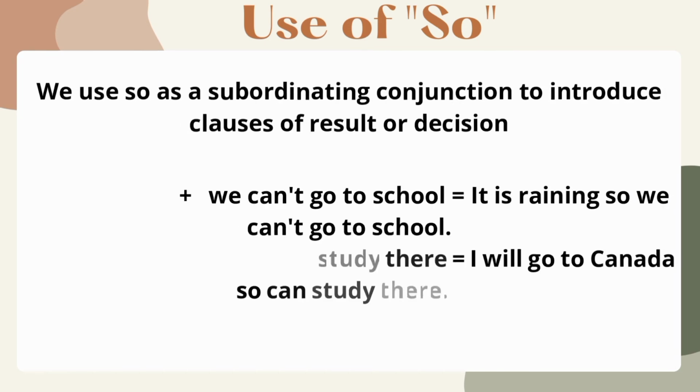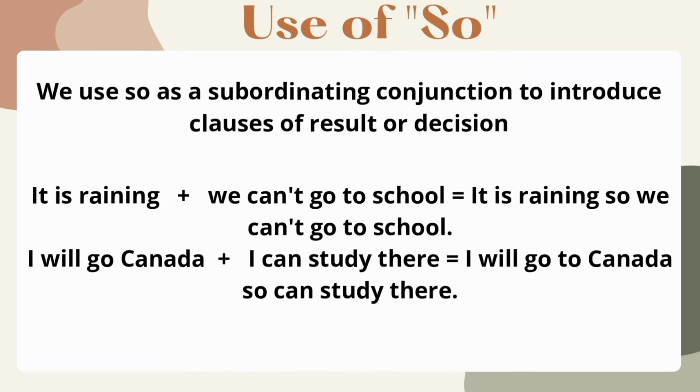Let's try to understand so. We use so as a subordinating conjunction to introduce clauses of result or decision. So is used for result or decision.